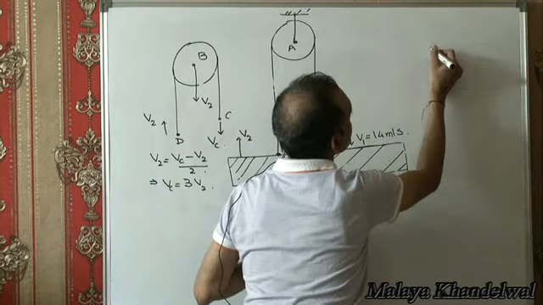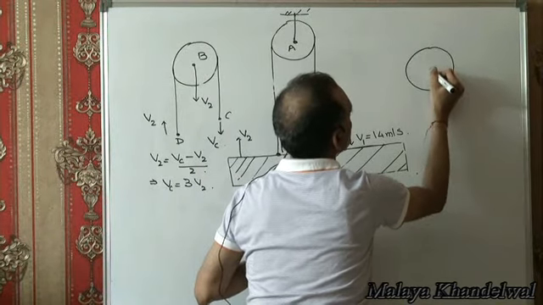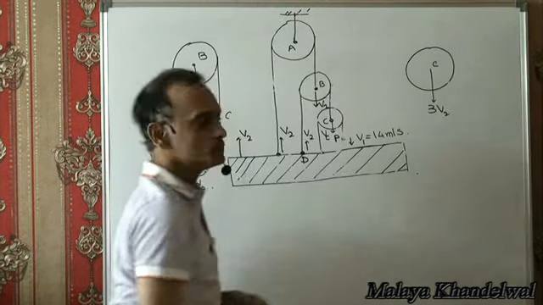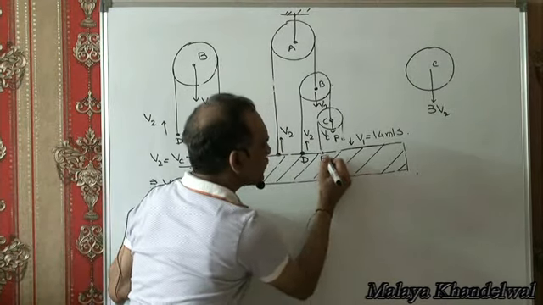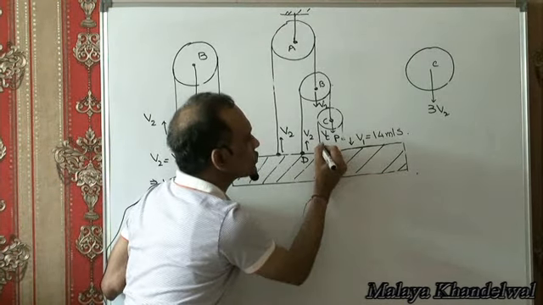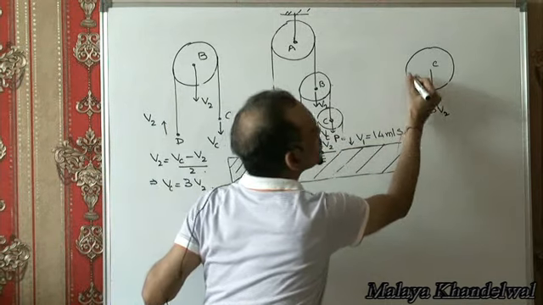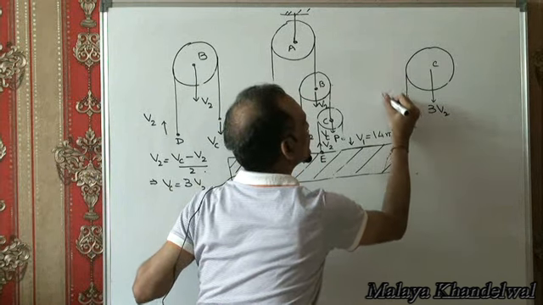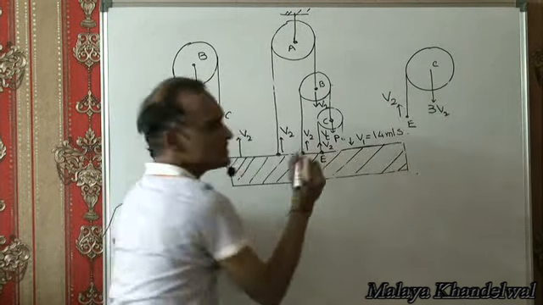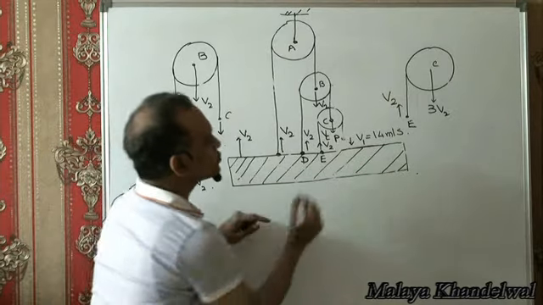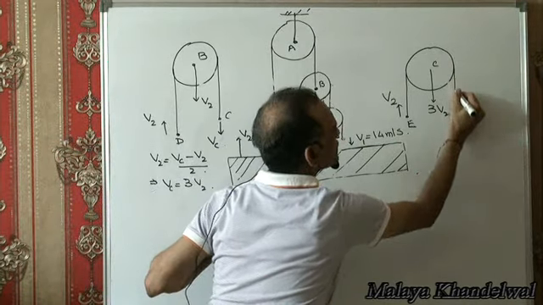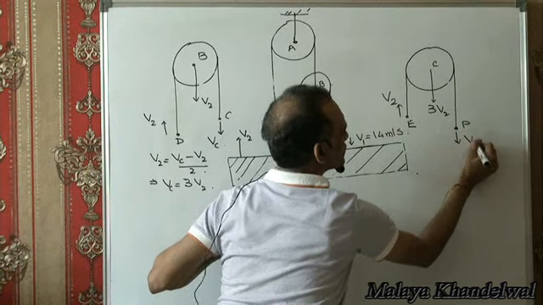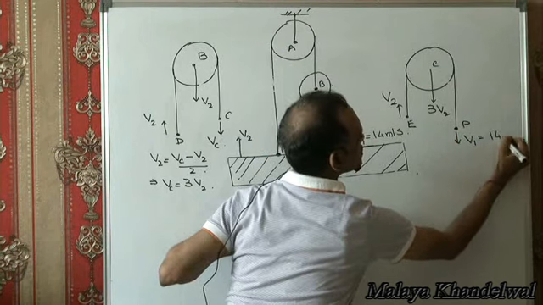So let me focus on the pulley C. Pulley C is moving down with a velocity 3V2. And look at this end E. This is integral with the block, so it has an upward velocity V2, because the block is moving up with the velocity V2. And this end P has a downward velocity V1, which is given to be 14 meters per second.